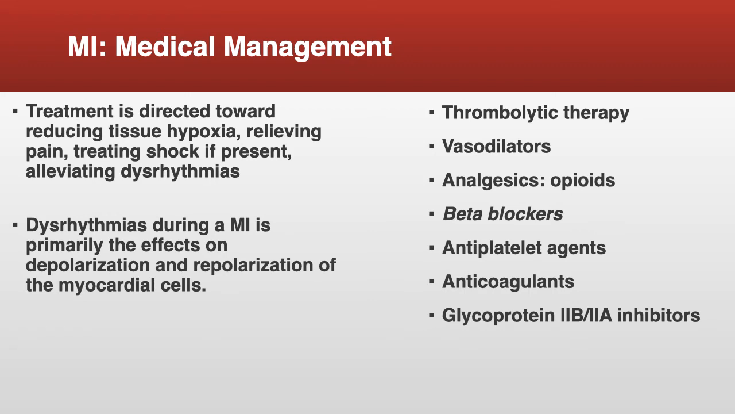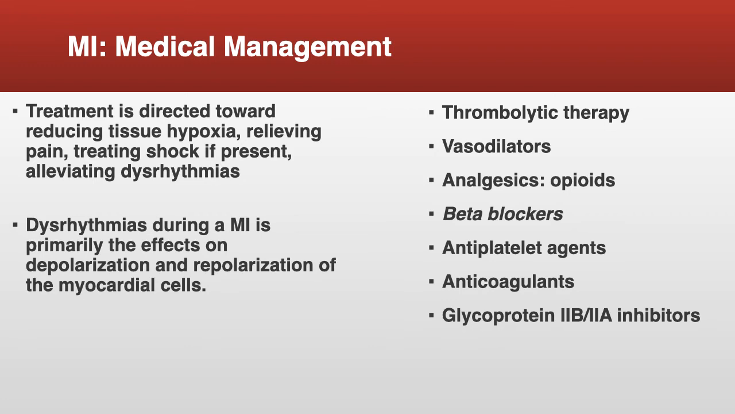So treating an MI, time is muscle. The longer it takes you to treat an MI, the more muscle you lose. So treatment is directed towards reducing tissue hypoxia, relieving pain, treating shock if present, and alleviating those dysrhythmias. So those dysrhythmias during an MI are the primary, like I said, effect of the depolarization and repolarization of myocardial cells. So that's not occurring. So that's why you're having those dysrhythmias. So we want to get that under control.